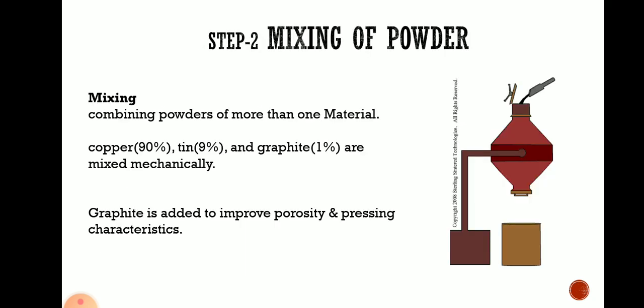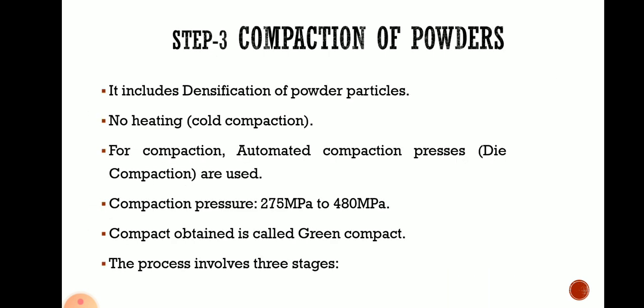In second step, those powders are mixed thoroughly, and in those two powders one more component, that is graphite 1%, is mixed. Graphite is added to improve the porosity and pressing characteristics. Important sentence, because in general the graphite is used in every powder metallurgy component for improving the porosity as well as improving the pressing characteristics. So whatever component is produced by powder metallurgy, there you will find this graphite as 1%. So mixing properly is done in second step of the three components, that is the copper, tin and graphite.